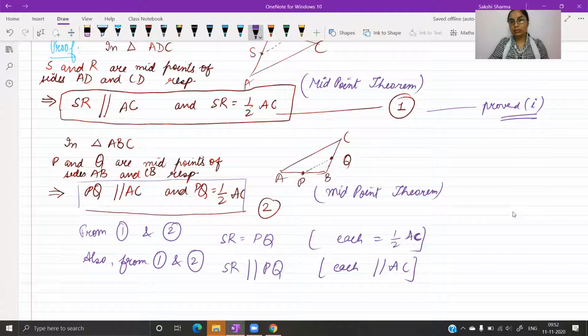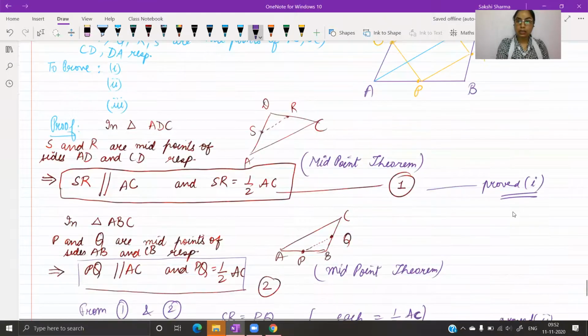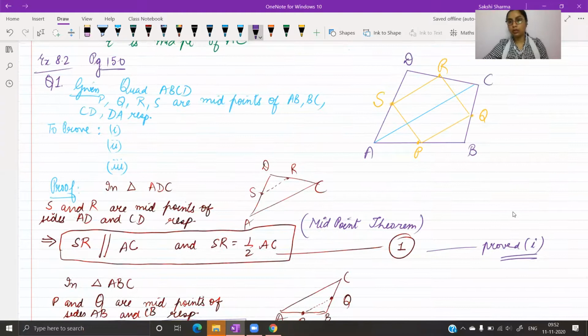And when you combine these two results, SR equals PQ. This is your second part. And we have this additional result that SR is parallel to PQ. I would like you to go back to the figure and mark it there. What we have concluded till now, we have concluded that SR is parallel to PQ. Also, SR is equal to PQ. So in this quadrilateral here, PQRS, there is this pair of opposite sides जो parallel भी है और equal भी है.